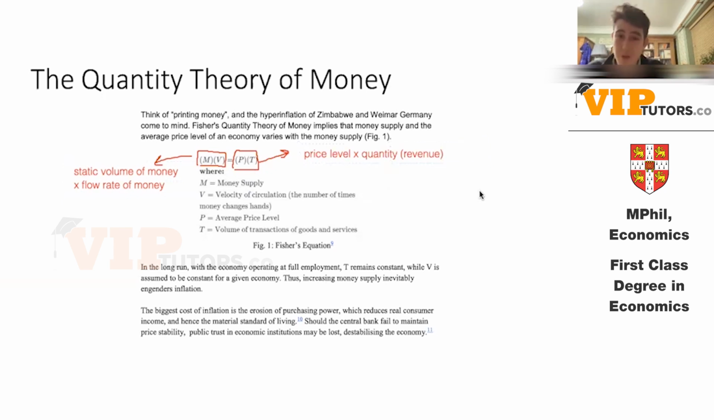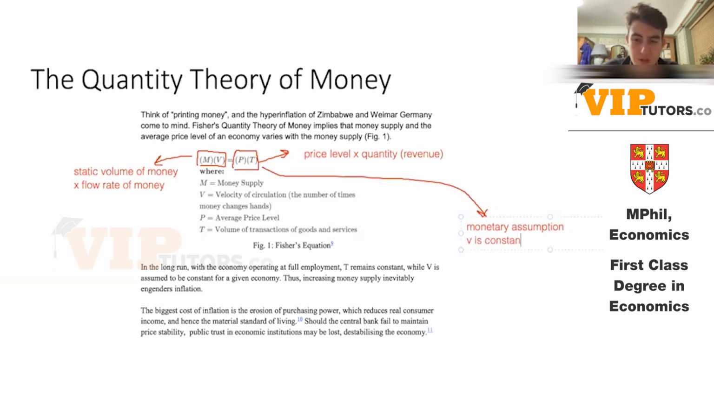And yeah, the quantity theory of money is probably one of the most important theories when it comes to monetary policy, because it underpins the very nature of inflation in the economy. Specifically, if we take this equation, a typical monetarist assumption is that V is constant. So if we hold V constant, we've got MV equals PT.